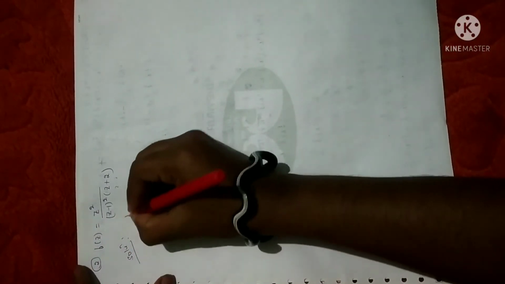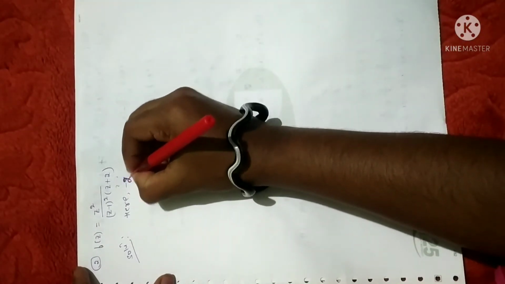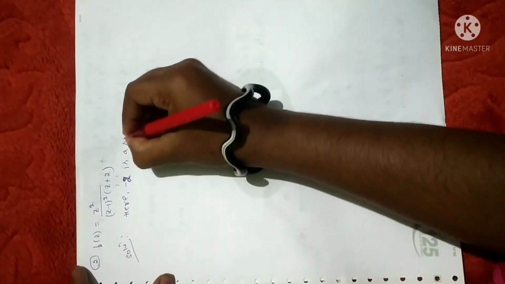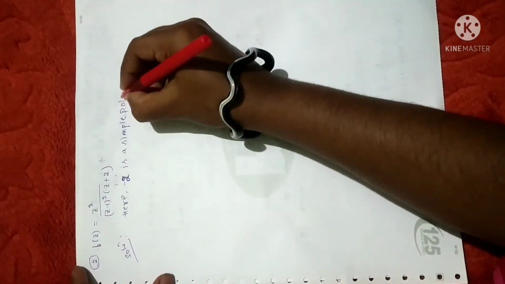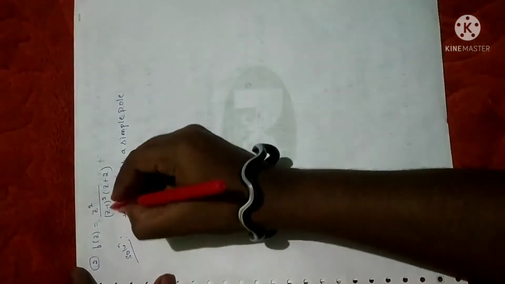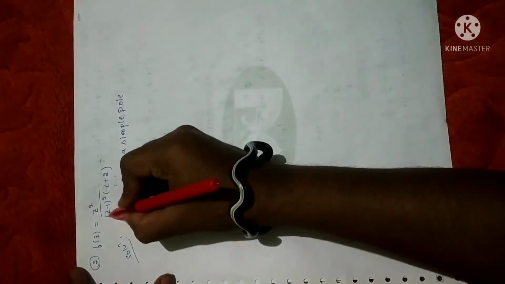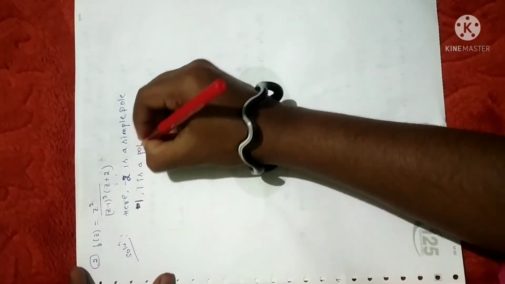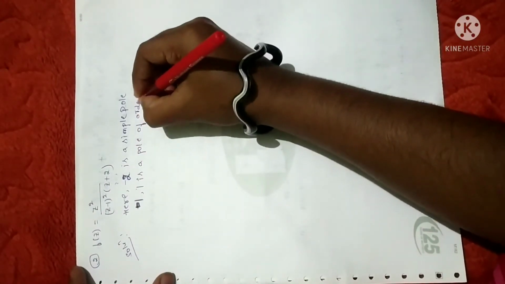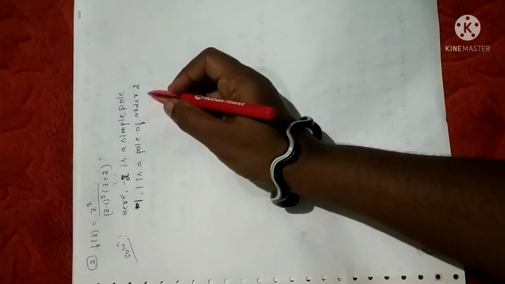Solution. Here z equal to minus 2 is a simple pole, right? Why? Because when you replace z is equal to minus 2, that will become a simple pole, whereas z minus 1, that is 1 minus 1, will become 0. So you have to put 1. 1 comma 1 is a pole of order 2. Why? Because it is repeating 2 times, so it is a pole of order 2. Suppose if it repeats 3 times, pole of order 3. Now it is repeating 2 times, so it is a pole of order 2.